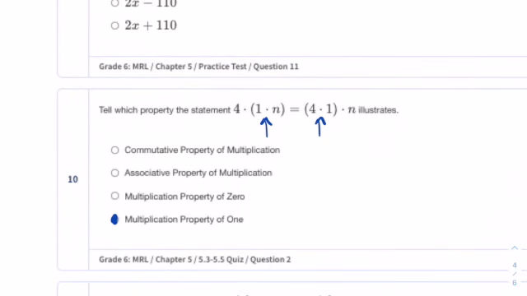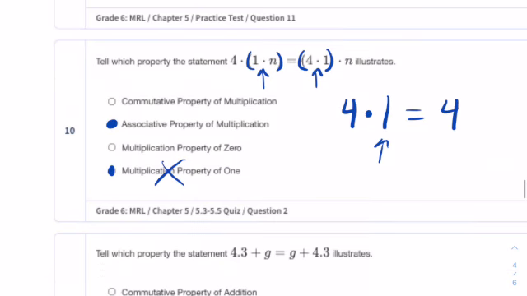So what has happened? The stuff inside the parentheses has switched. They have reassociated. So this is not the multiplication property of 1. It is the associative property of multiplication because what is inside the parentheses has changed. It was this, and now it's this. Multiplication property of 1 would be like 4 times 1 equals 4 or something like that, where the 1 would disappear.